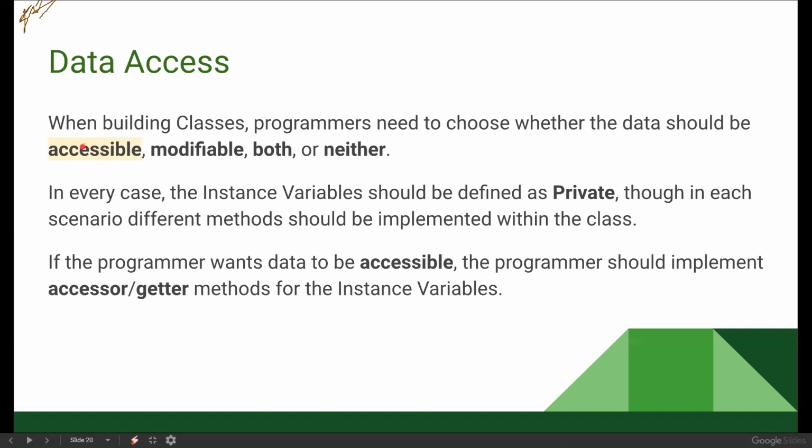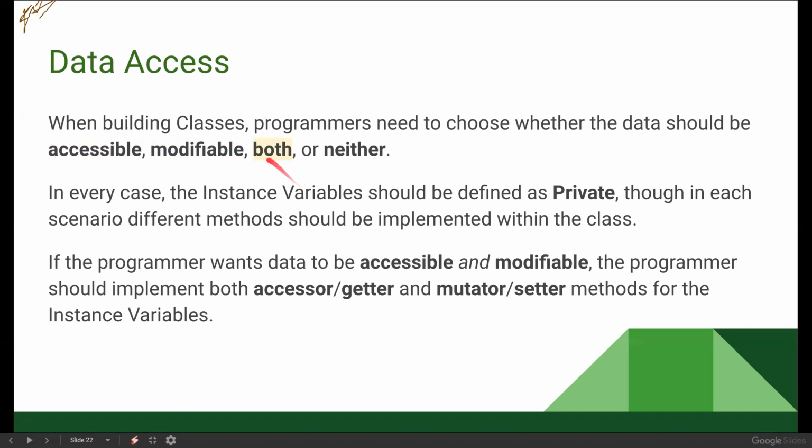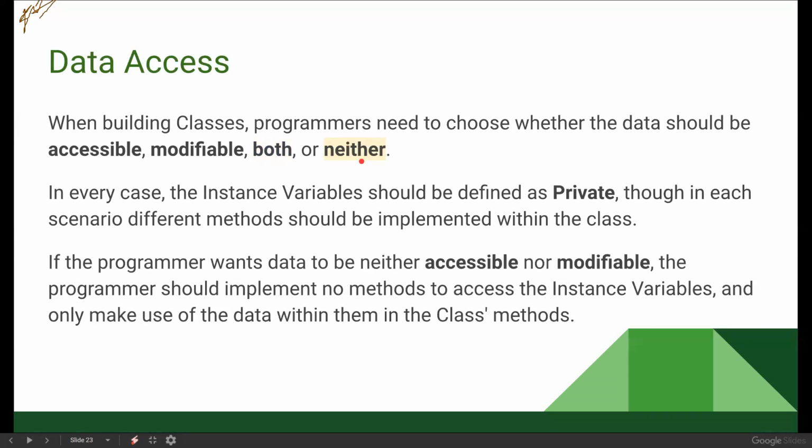So if we want our data to be accessible, we should implement accessor or getter methods for our instance variables. If we want our data to be modifiable, we should implement mutator or setter methods. If we want it to be both accessible and modifiable, we want accessor and mutator methods, or getter and setter methods. And if we want it to be neither accessible nor modifiable, we implement no methods to interact with it from outside of the class. We would only make use of that data from inside of the class's methods.